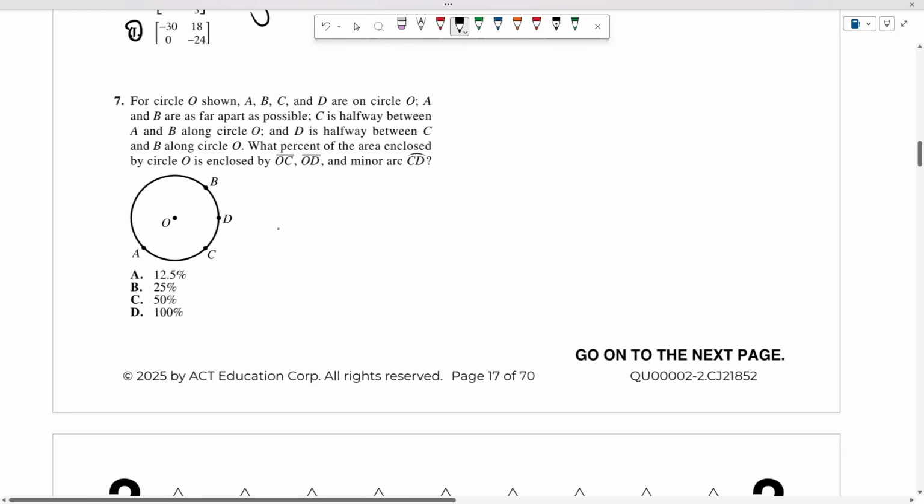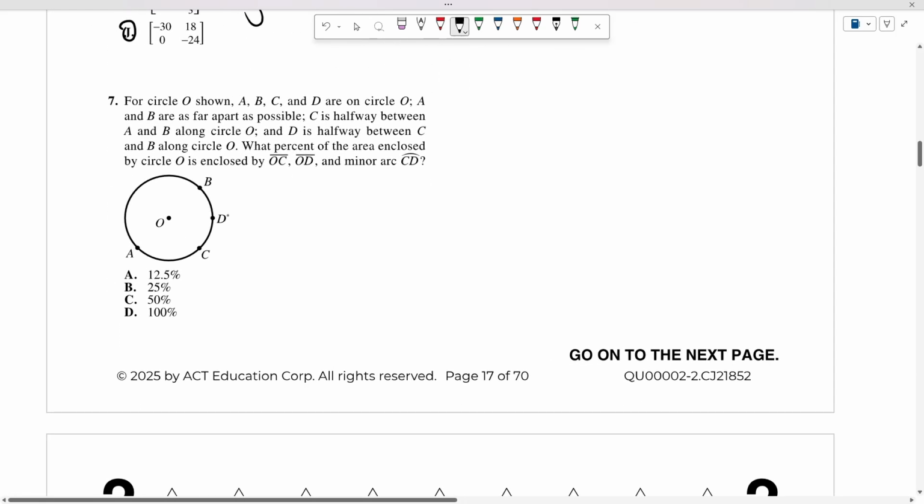For number 7, A, B, C, and D are on a circle. So this time they gave us a diagram, which is really good because you'll see that this is a headache if you don't have the diagram. A and B are as far apart as possible. Okay, guys, what that means is that A and B are just on opposite sides. Okay, so that means that AB is the diameter. C is halfway between A and B along circle O.